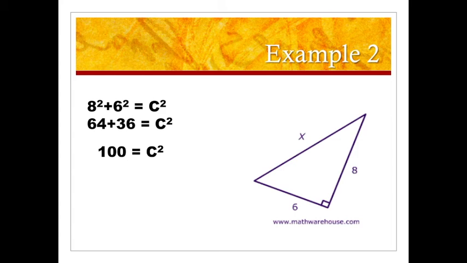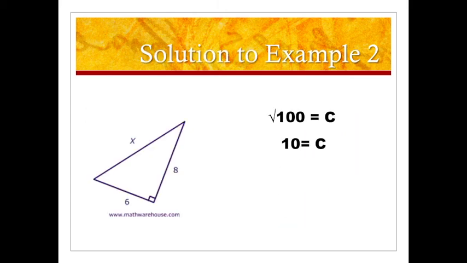We have a second example which the answer will come out to an even number. Here we have two sides, 8 and 6, which we plug in for a and b. A squared plus b squared equals c squared. Then we have 64 plus 36 equals c squared, which then becomes 100 equals c squared. We then have to take the square root of both sides, which then becomes 10 equals c. So the measure of side x is 10.